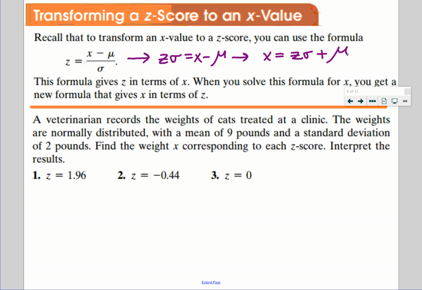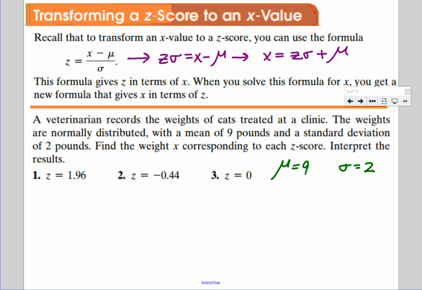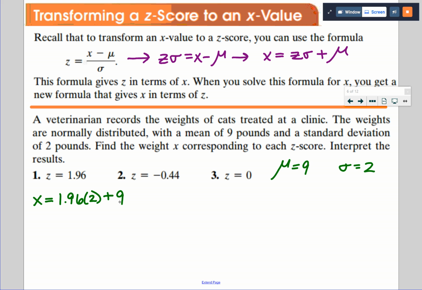Okay, so we'll do just a couple of these. In this problem, it says a veterinarian records the weights of cats treated at a clinic. The weights are normally distributed with a mean of 9 pounds, a standard deviation of 2 pounds. Find the weight x corresponding to each z-score and interpret the results. All right, so let's label some things we know to start. We know the mean is 9, and we know the standard deviation is 2, and we're given a z-score. So we're just plugging it into our formula for x. So for 1.96, I would do 1.96 times my standard deviation 2 plus my mean 9.